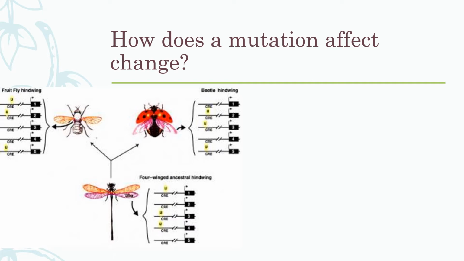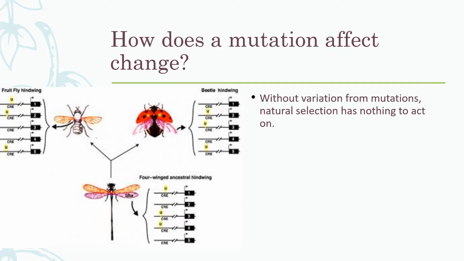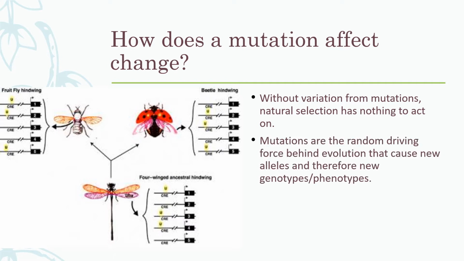So how does a mutation affect change? Well, without variation from mutations, because mutations create variations within a population, natural selection would have nothing to act on. And mutations are the random driving force behind evolution that causes new alleles and therefore new genotypes and phenotypes to show up within the population.